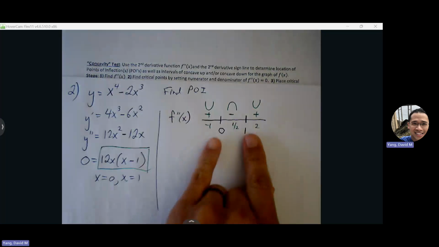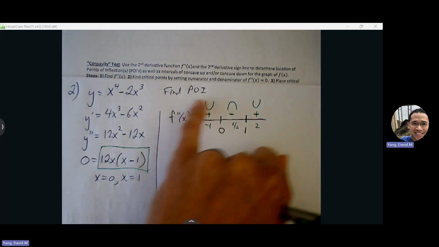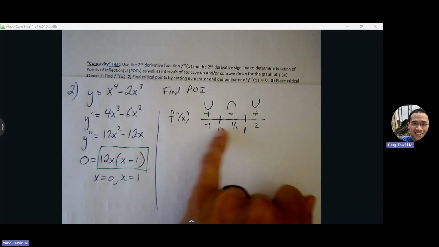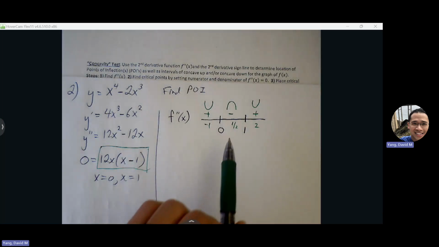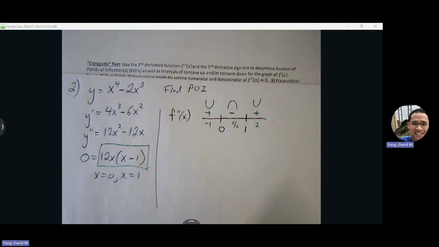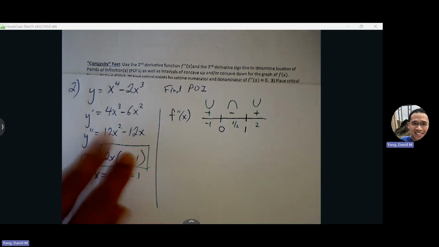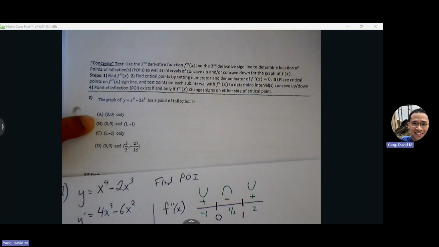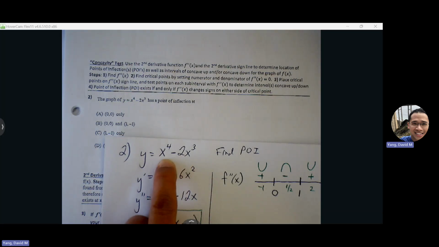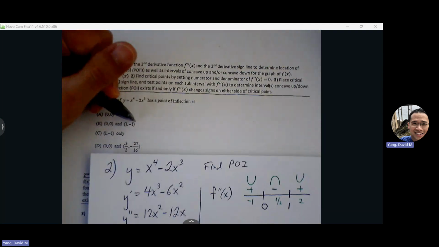So in this case, both the critical points end up being points of inflection, but I've seen enough problems on the AP exam or on the multiple choice section where one of them may not be a point of inflection because there's no change in sign. It ends up just being one of them. But in this case, both of these x values are points of inflection. So we have to plug them back into the original equation to get the full ordered pair. I plug 0 into the original function, I get 0. I plug 1 into the original function, I get 1 minus 2, which is -1. So answer choice B.